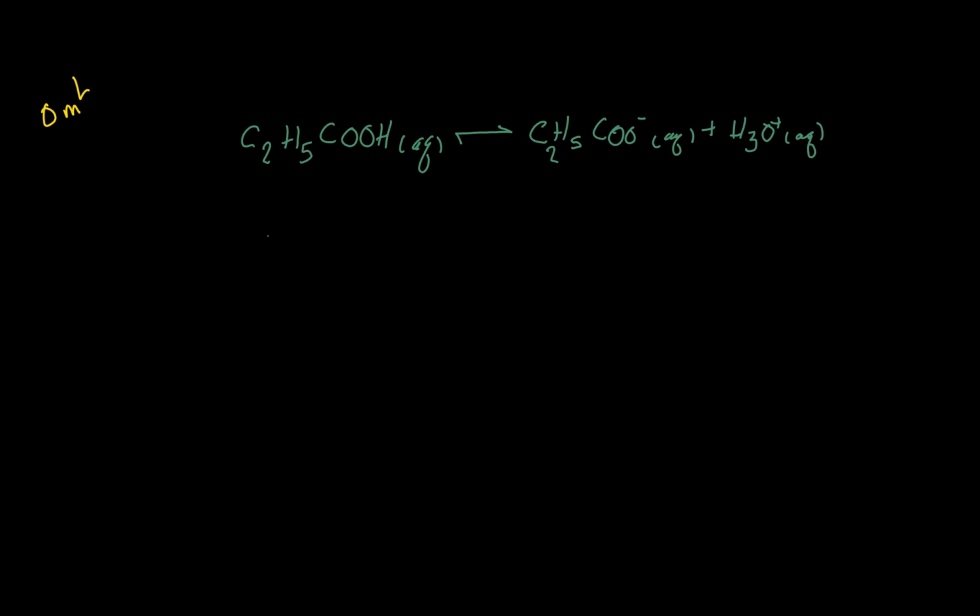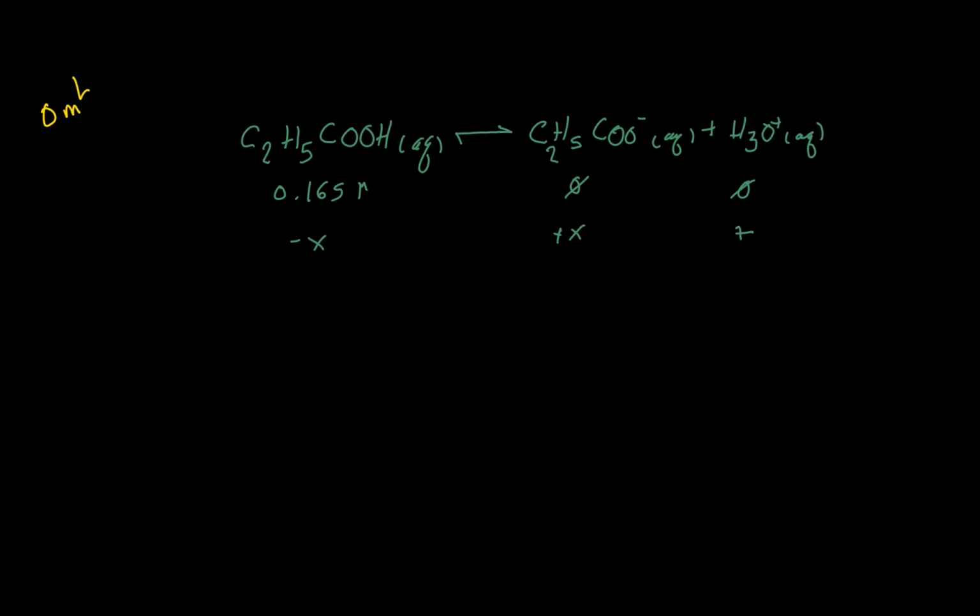Now we're given our concentration to start, right? We know that this is 0.165 molar, and these are going to be nil and nil, respectively, right? And we know this is going to be minus x, and as a result, this is going to be plus x, and this is also going to be plus x.